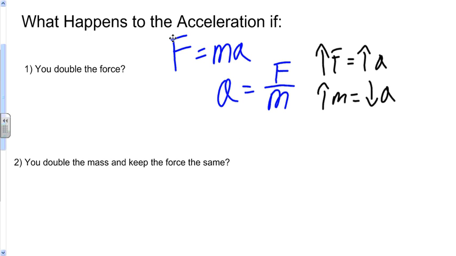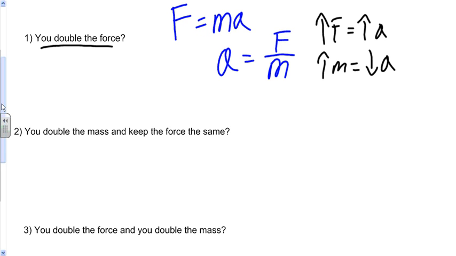So we're going to do the first one. What happens if you double the force? What you do for these problems is you write down your starting equation, so F equals ma, and then you solve it for the variable you're looking for. So in this case, it's a equals force divided by mass.